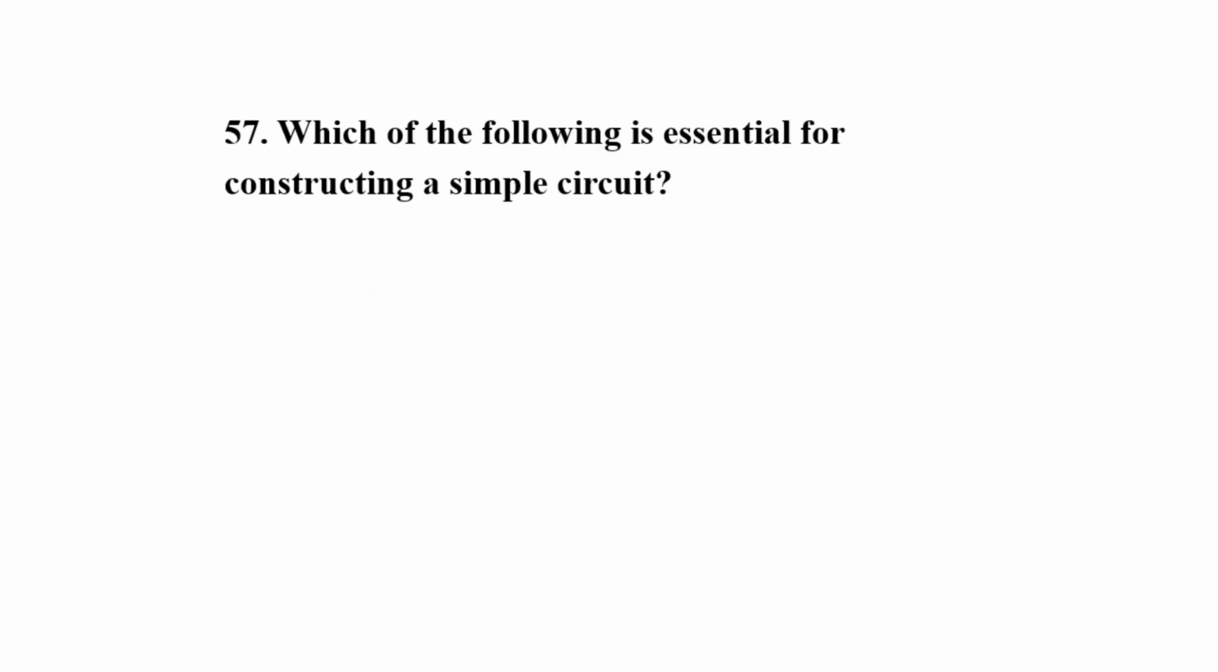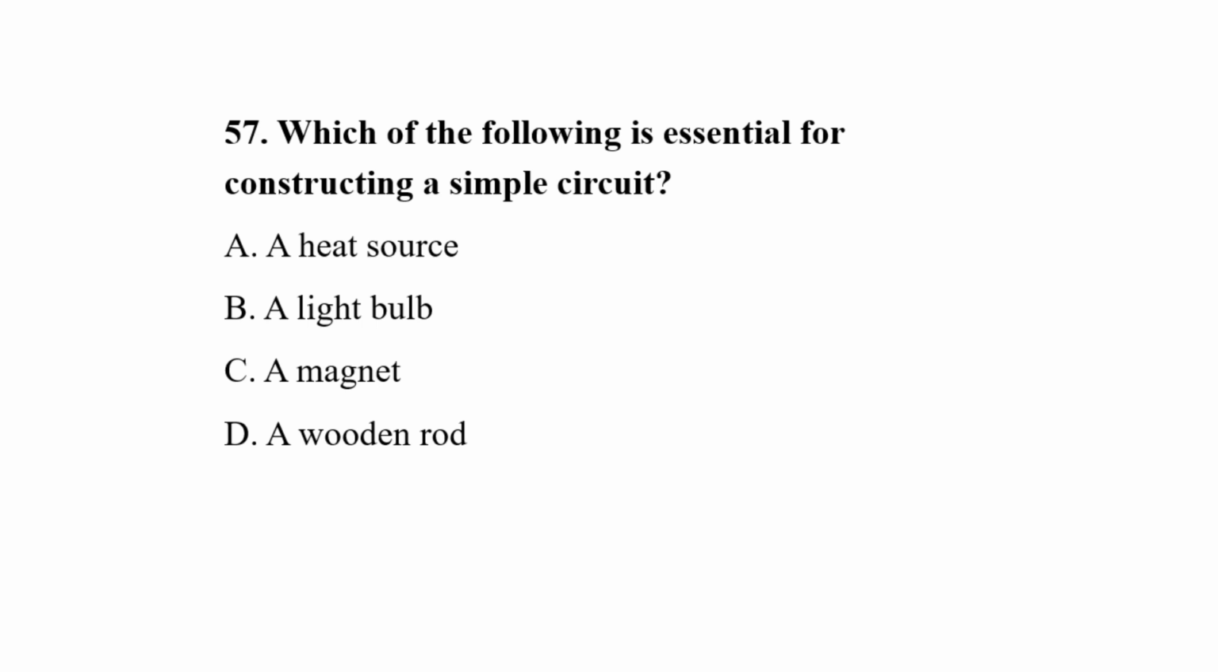Question number 57. Which of the following is essential for constructing a simple circuit? A. A heat source. B. A light bulb. C. A magnet. D. A wooden rod.